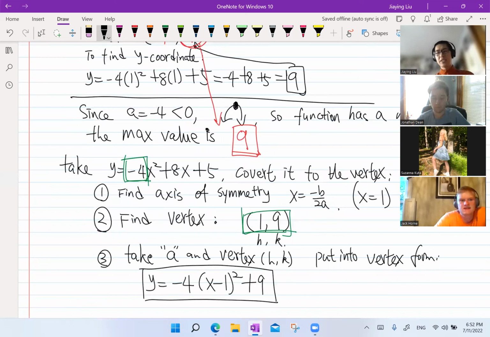So personally, I think this process might be a little bit longer than completing the square, but it's less confusing. So find the axis of symmetry, which we can use to find the vertex. If we have the vertex, we just take the a value and the vertex together and put them into this form. All we did is replace the h and the k.